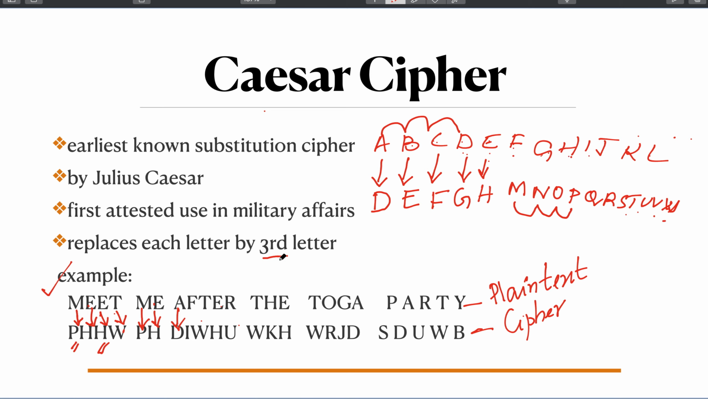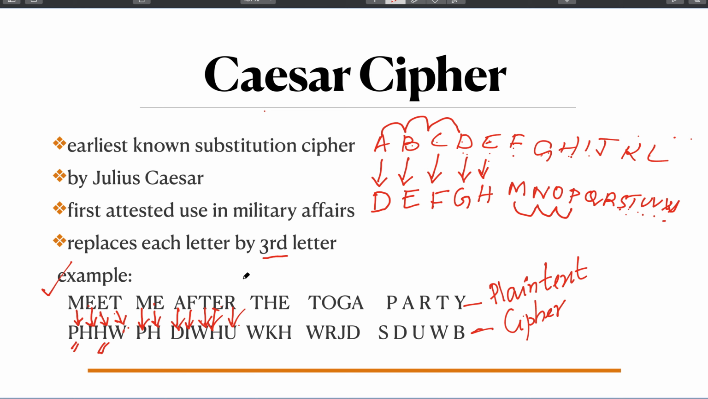G, H, I. So F is replaced by I. Again T is replaced by W because we have seen that in the first word. E is replaced by H. R is replaced by U. So which is the third letter that comes after R? It is S, T, U. So R is replaced by U.